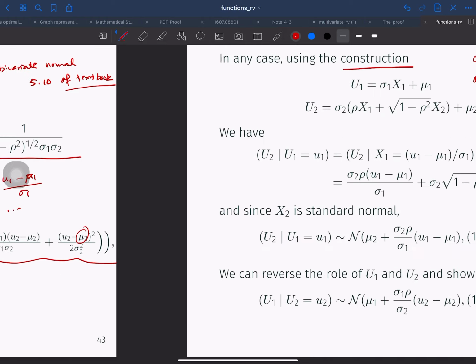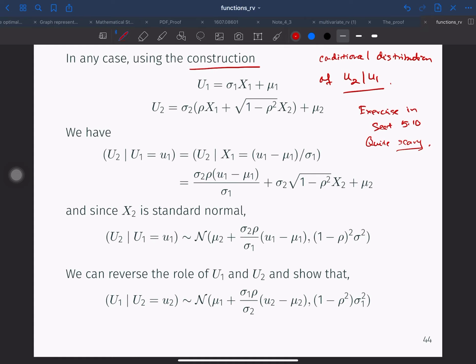But if you use this form, it is quite simple. So what is the marginal of U1? The marginal of U1 is, as we said earlier, just normal with mean mu1 and variance sigma 1 squared. The marginal of U2, because it's a sum of independent normals, is going to be normal with mean mu2, because X1 and X2 have mean 0.